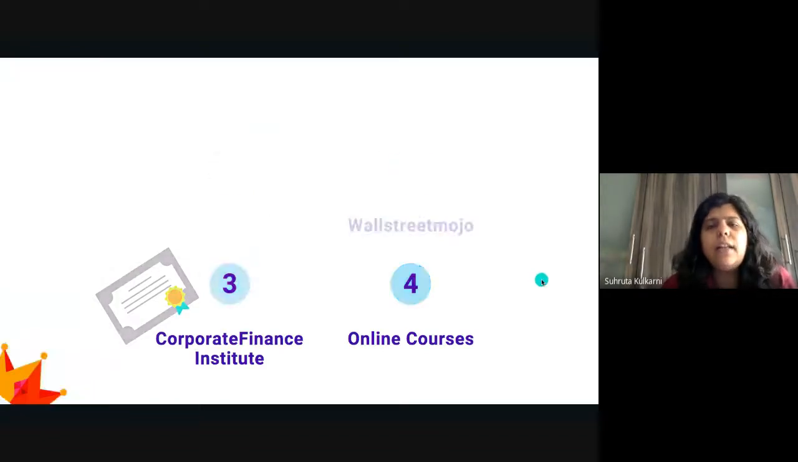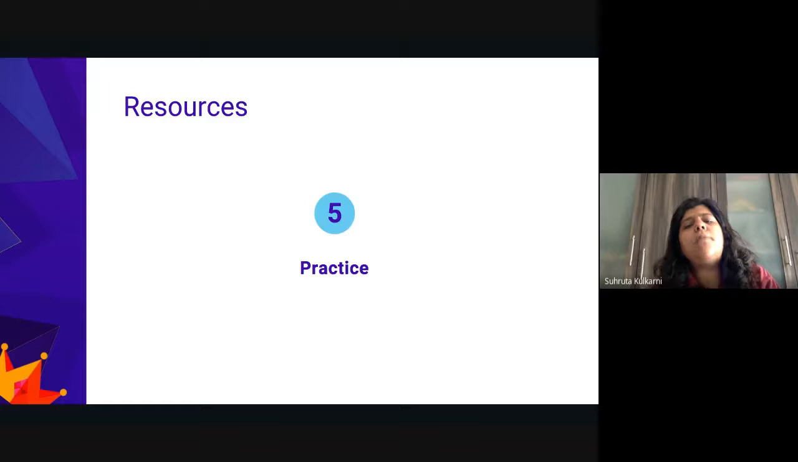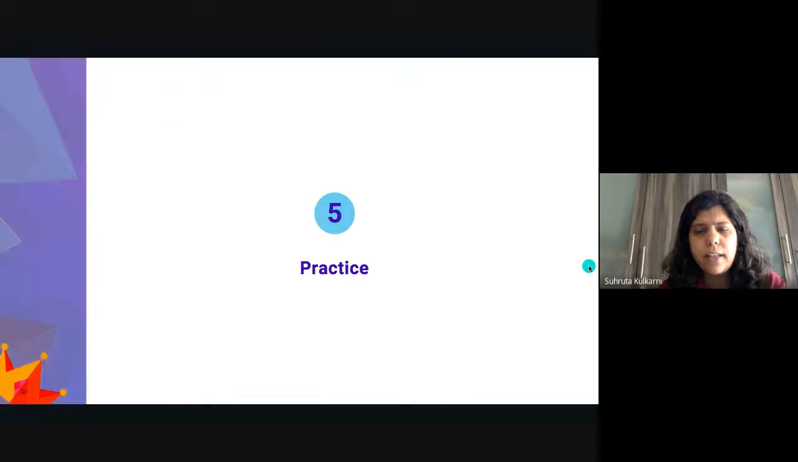However, the most and the only important resource is practice. If you don't build a model hands-on yourself, then nothing is going to help you. This is the best thing you can do if you want to become an expert in financial modeling. Practice it yourself, and we are here to help if you need any feedback.